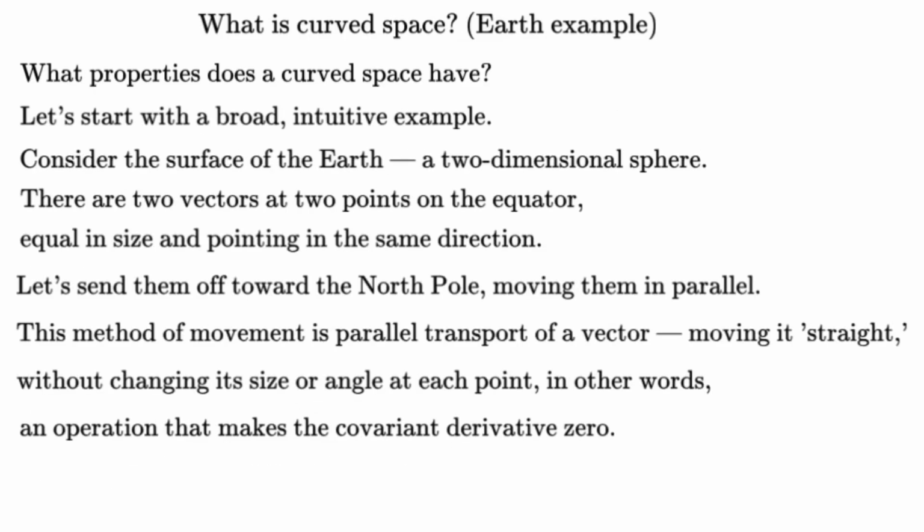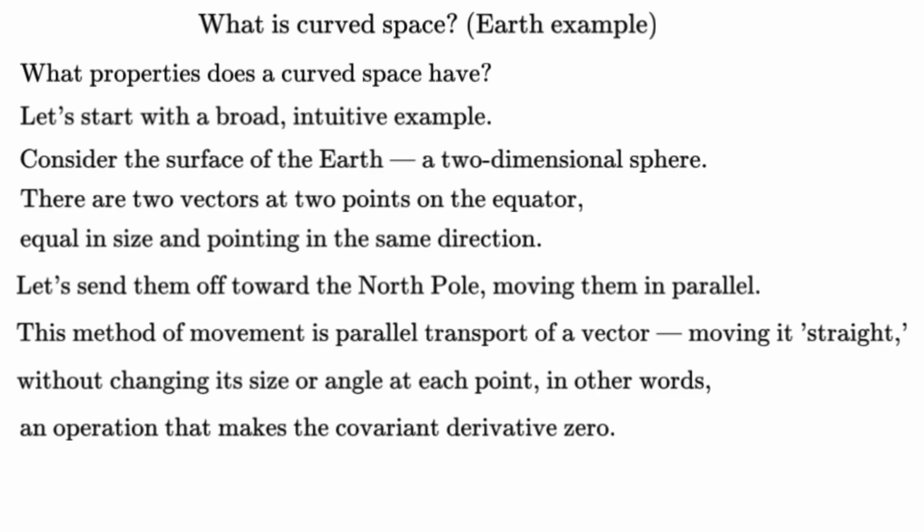What is curved space? Earth example. What properties does a curved space have? Let's start with a broad intuitive example. Consider the surface of the Earth, a two-dimensional sphere. There are two vectors at 2 points on the equator, equal in size and pointing in the same direction. Let's send them off toward the North Pole, moving them in parallel.